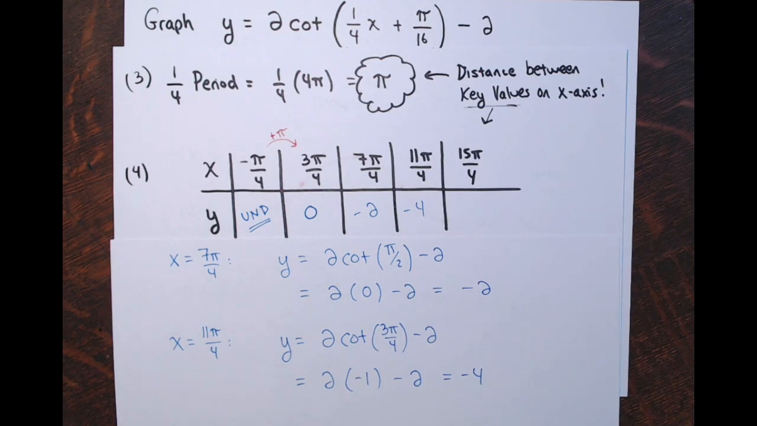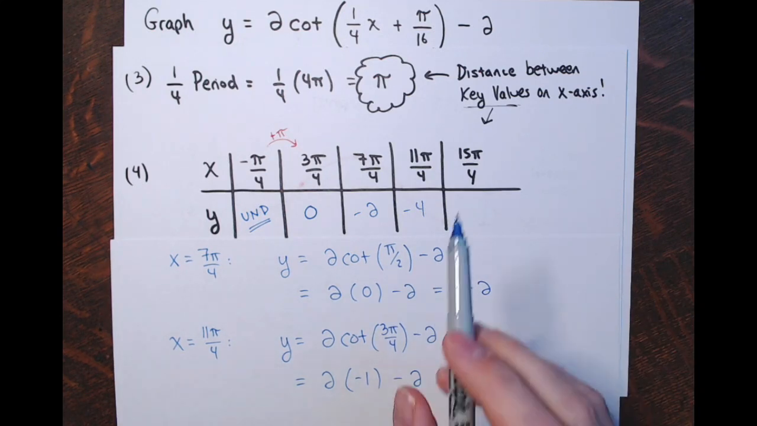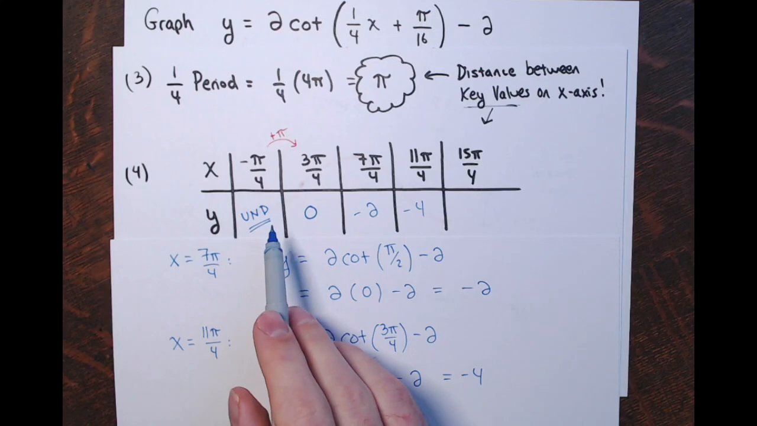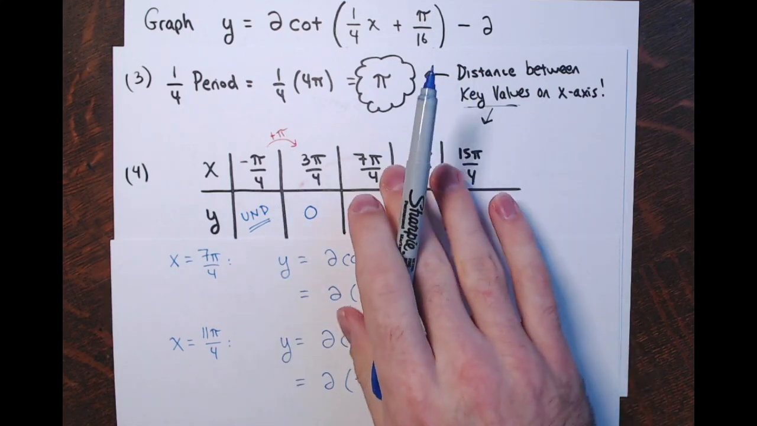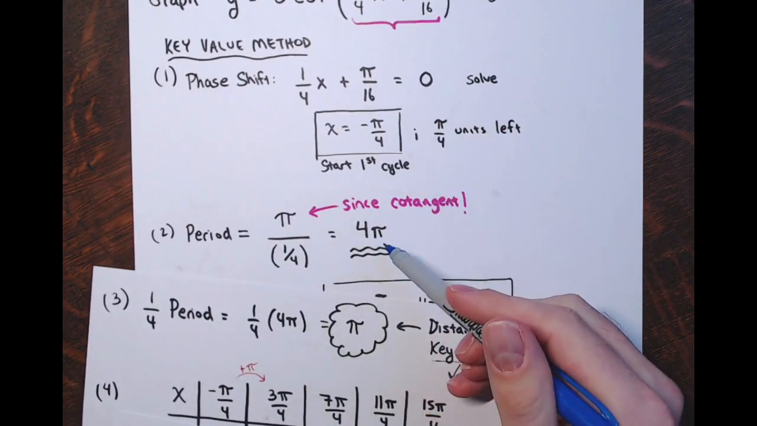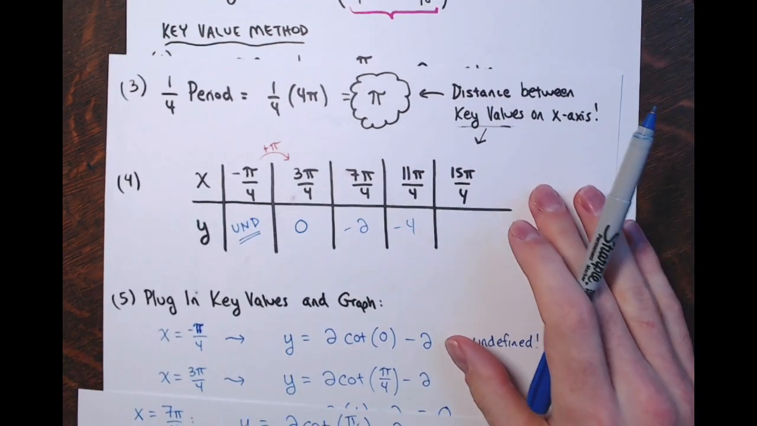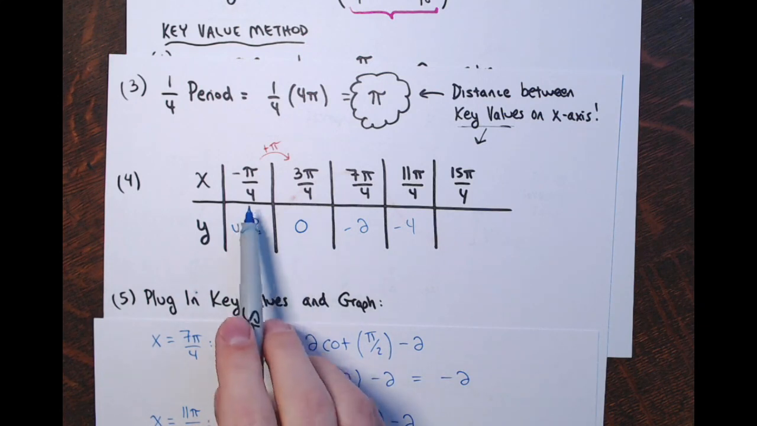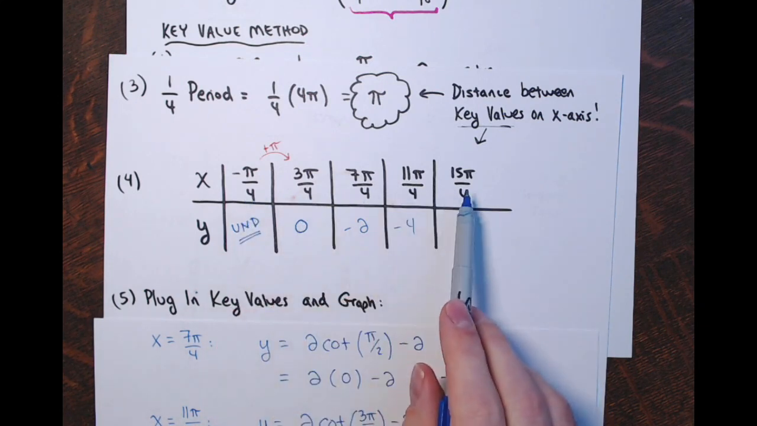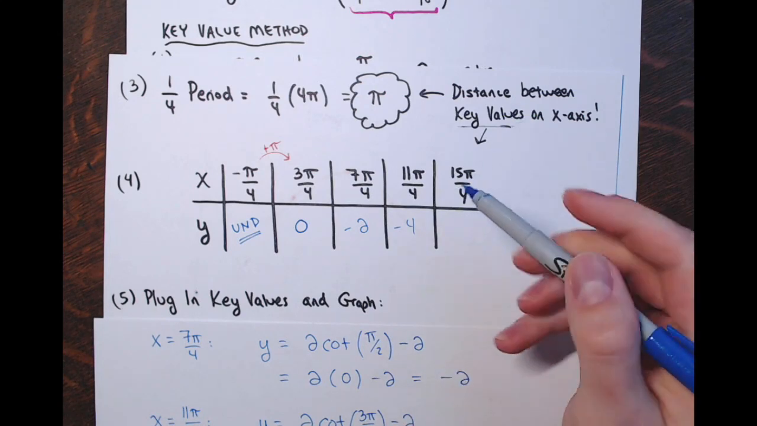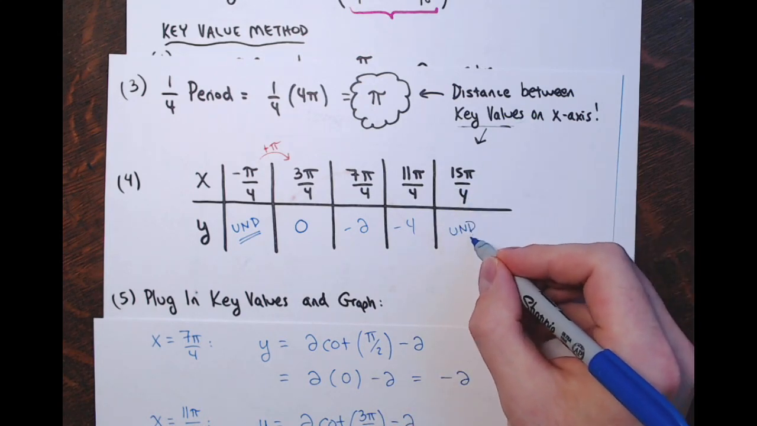And then if I did this correctly, the end of the chart should be the same as the beginning of the chart, because remember, the period is 4 pi. So any x values that are 4 pi apart should have the same output. And negative pi over 4 to 15 pi over 4, these are 4 pi apart. So it should be undefined. I'll plug it in and show you.